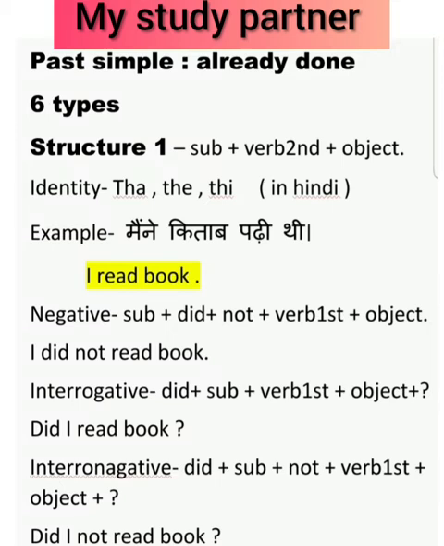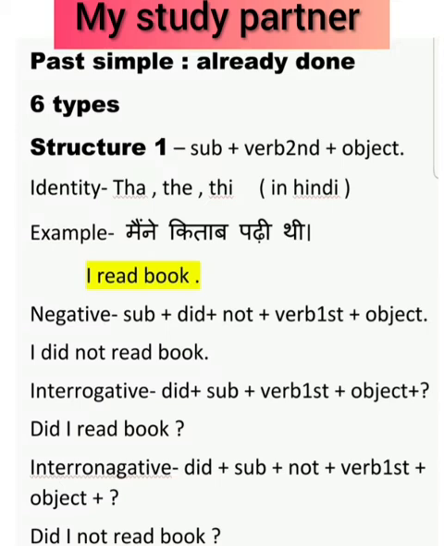There are three forms of the verb, as we learned in the earlier chapters. The first one is read, the second one is read, and the third one is read. So it's only the difference of pronunciation; spelling will be the same. So it's I read book. मैंने किताब पढ़ी थी.